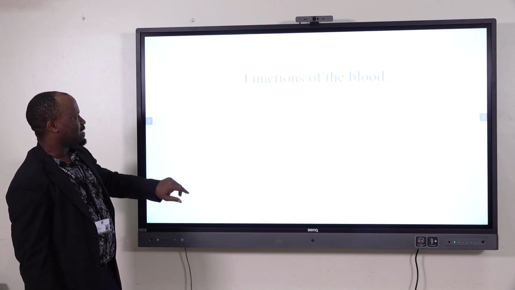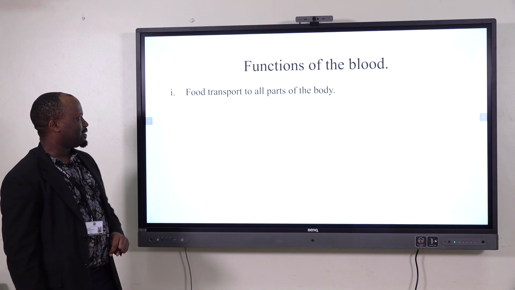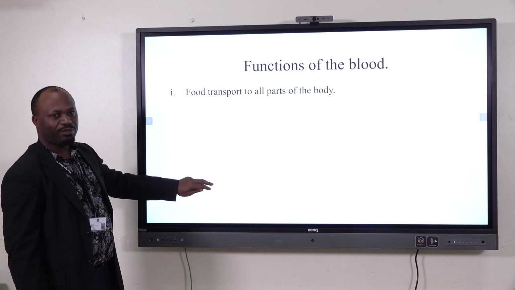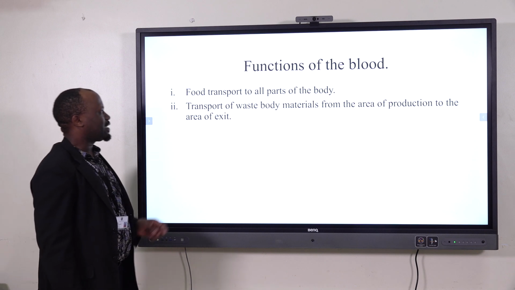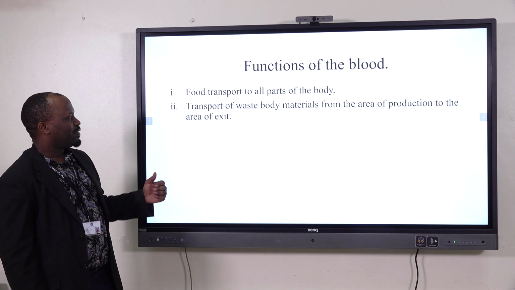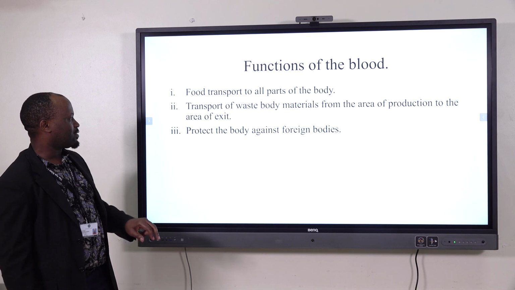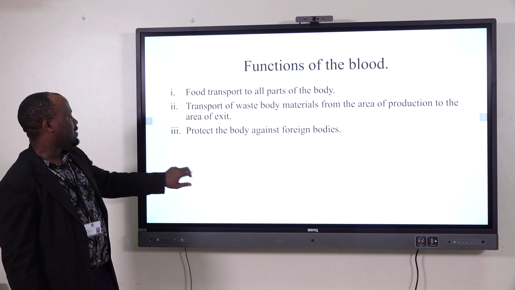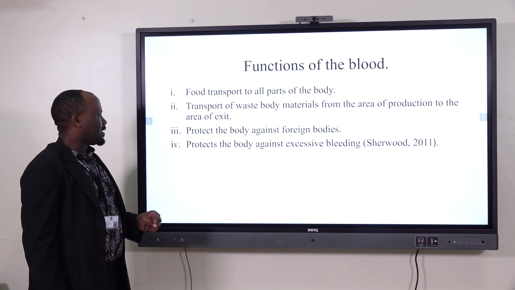After this activity, we go to the functions of blood. Function number 1 of blood is food transportation to all parts of the body. The second function of blood is transportation of waste body materials from areas of production to the areas of exit. That means to the excretory organs, which are the lungs, the kidneys, and the skin.